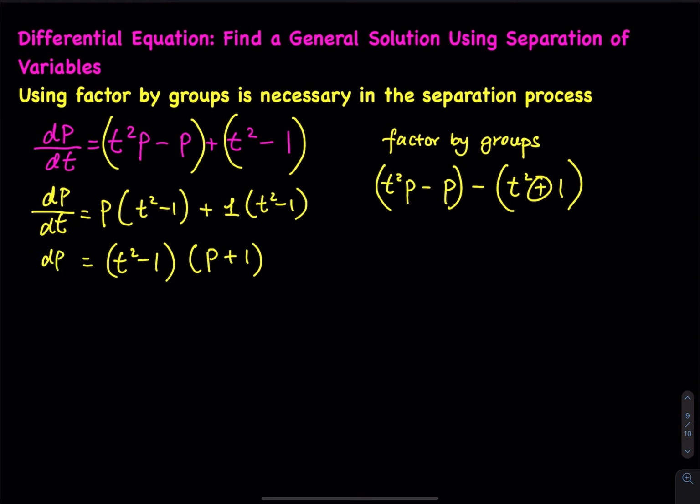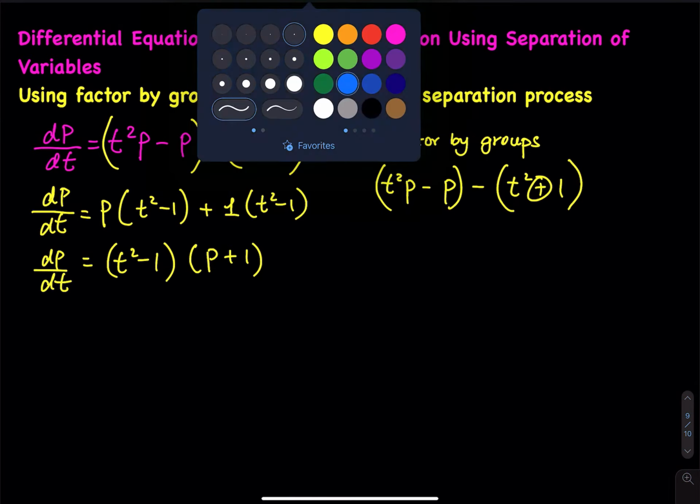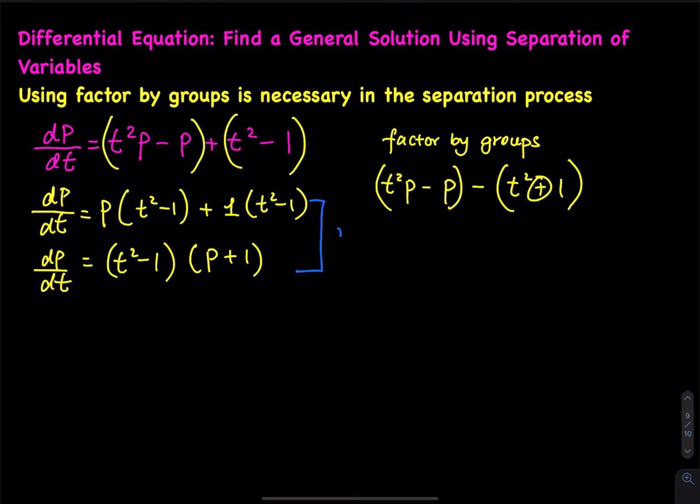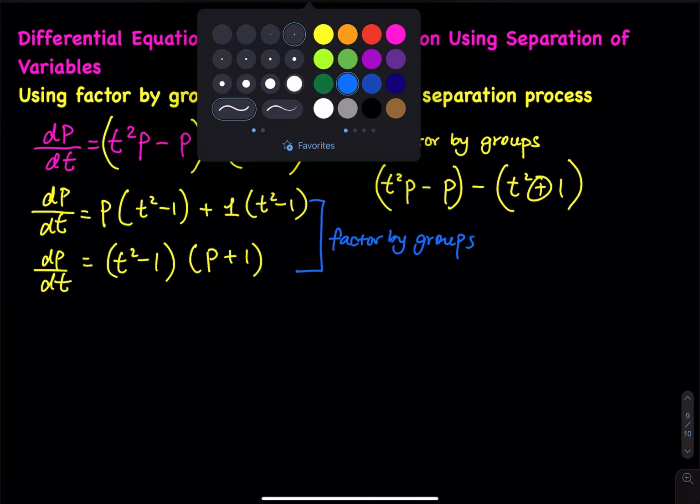And then dp dt. So let's move the t to the right hand side and the p stays on the left hand side. So we multiply both sides by dt. When we do that, we will just move the t to the other side. Since that is back to separation of variables, I will just go back to that color. And before I do so, I would like to label this factor by groups.